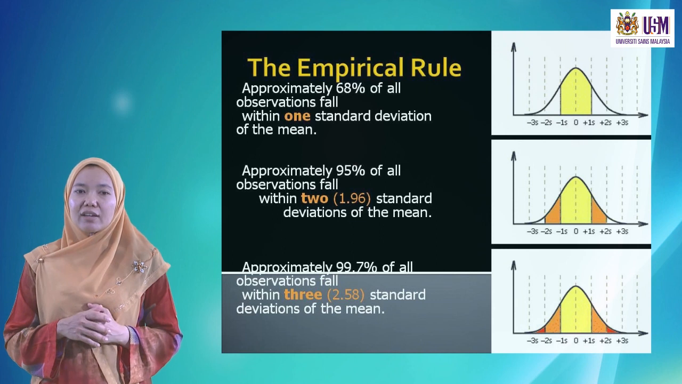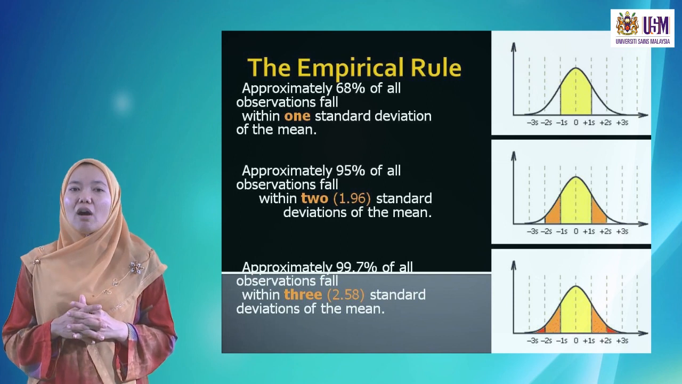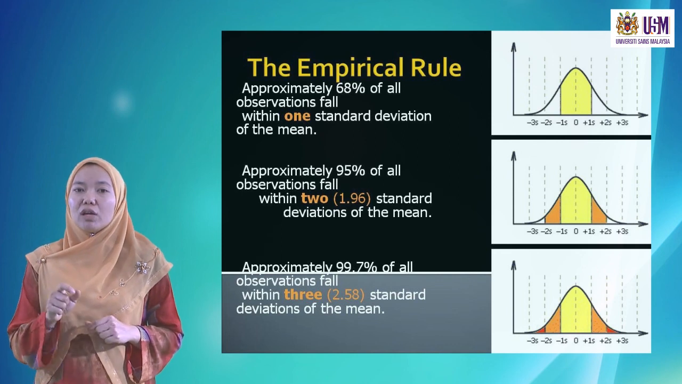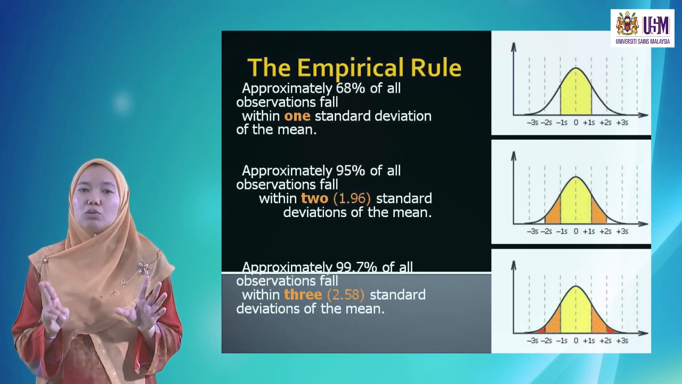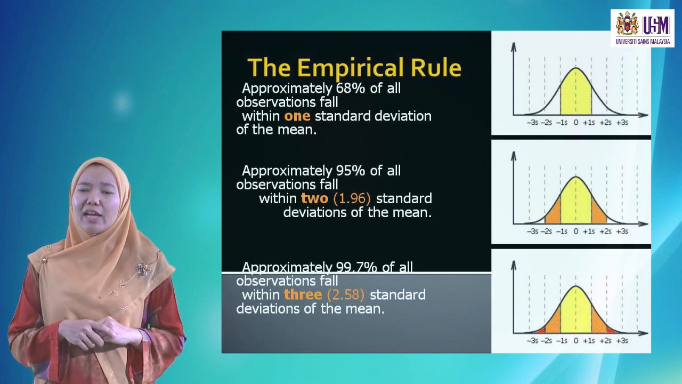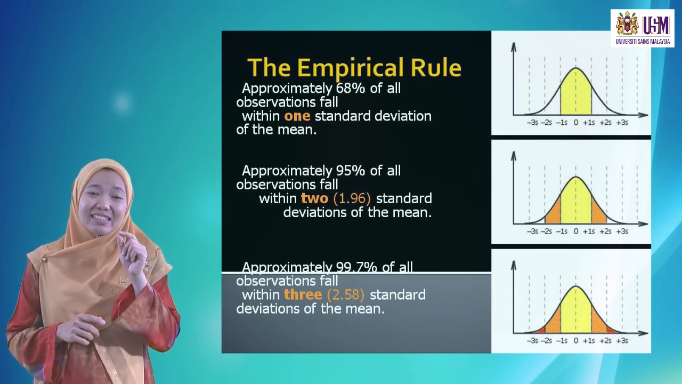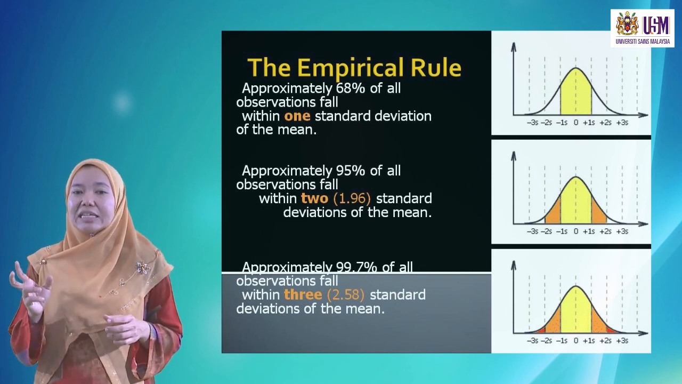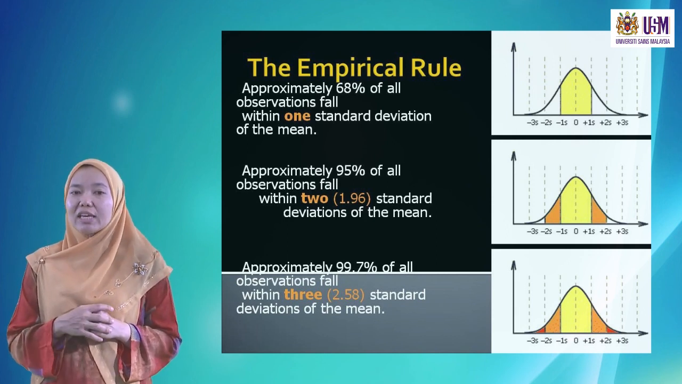The second diagram is talking about approximately 95% of all observations falling within two standard deviations. Specifically, two standard deviations of the mean refers to 1.96. Please just memorize this figure. Two standard deviations basically refers to 1.96. You round it up and it becomes 2. The bottom diagram shows approximately 99.7%, meaning just a little bit lacking, 0.3% of all observations, falls within three standard deviations of the mean. The actual number is 2.58. If you round up, you get 3.